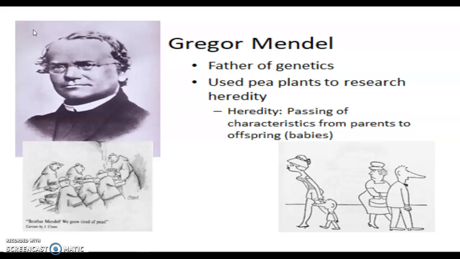So this first slide just shows Gregor Mendel, who is considered to be the father of genetics, and he was a monk that used pea plants to research heredity. If you're taking notes, and I encourage you to do so, the first term that you're going to want to copy down is the term heredity, passing characteristics from parents to babies. That can mean in the animal kingdom, the microbe kingdom, or the plant kingdom.